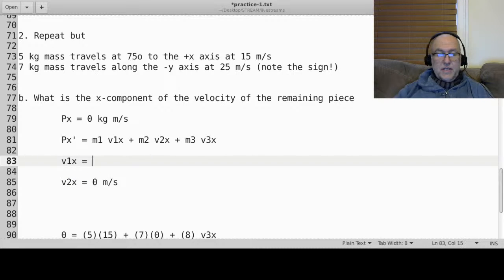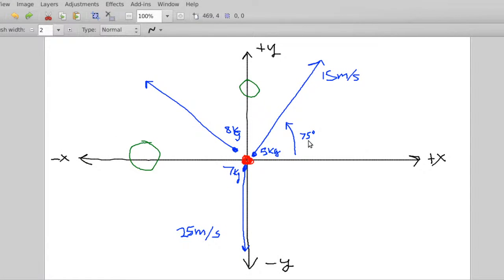But this one's a little harder to see, because what is it? Well, go back to the diagram. The vector's at an angle, 75 degrees. So what we need to do is break it into its x component this way and its y component that way. And you say, okay, so what's v1x, like that?